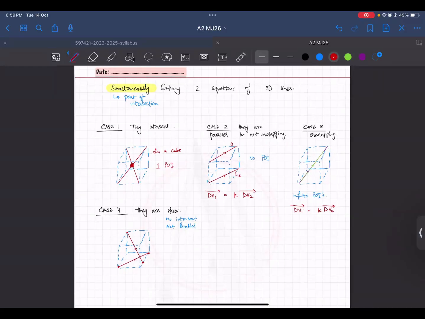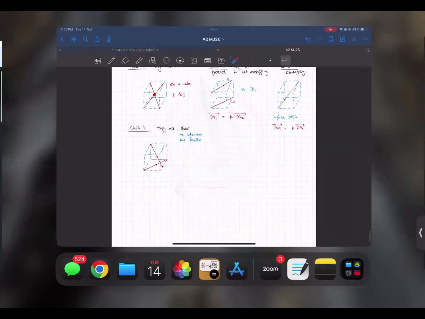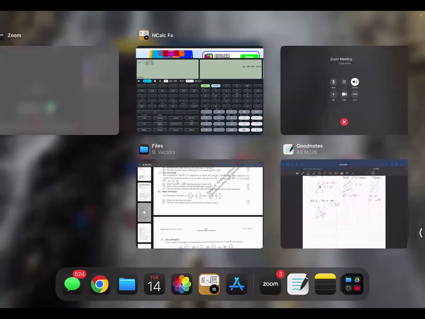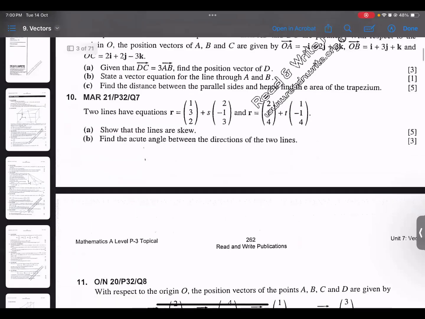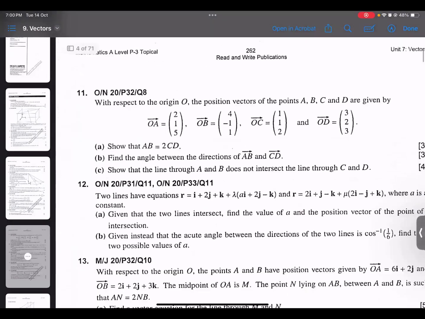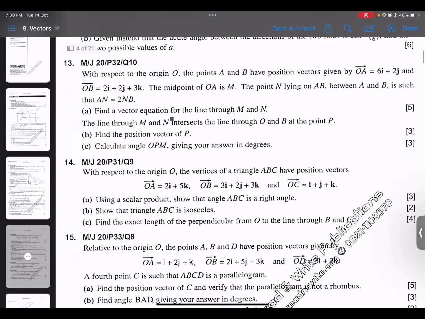Now this concept is very important. We learned these four cases. They would ask you to find the point of intersection, or they will ask you to tell if the lines are parallel or not, or if the lines are skew or not. This is what they would ask you the most. Look, the two lines I've given, show that the lines are skew, or show that there is a point of intersection between the two lines. So that is something we need to now find or do a question. We have time.